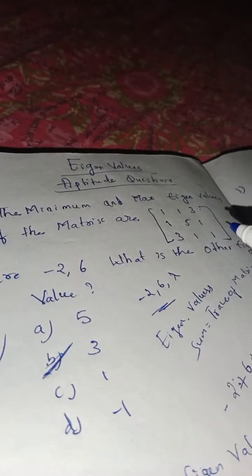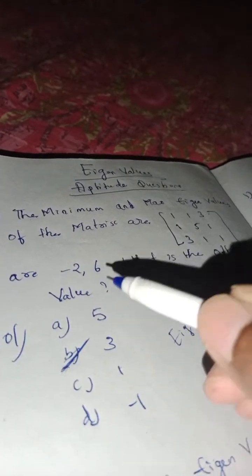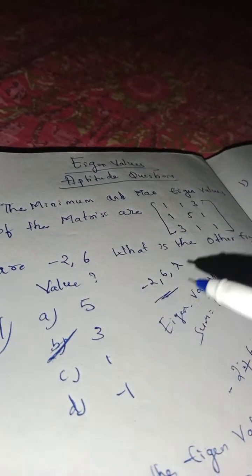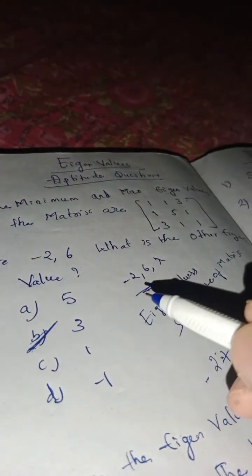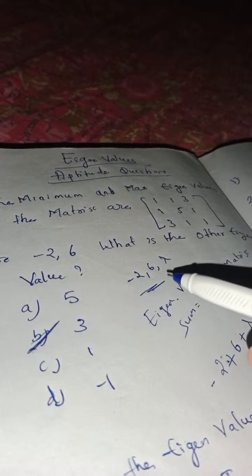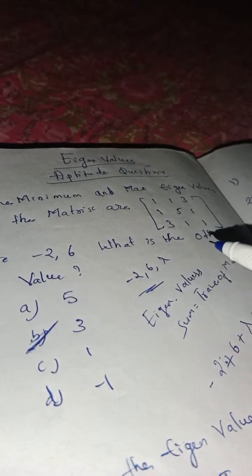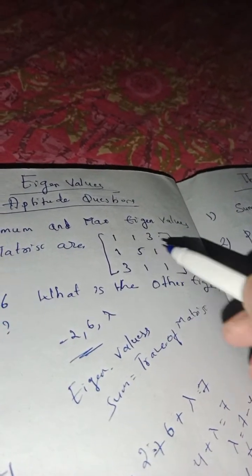So here, the minimum and the maximum eigenvalues of the matrix are given, the matrix being 1, 1, 3, 1, 5, 1, 3, 11, 11. So what are the eigenvalues over here? Minus 2, 6. They have given two eigenvalues. We have to find the third eigenvalue. I've taken minus 2, 6. Let us suppose the third eigenvalue is lambda. So here, in the first property, as I said previously, sum of eigenvalues equals the trace of the matrix. So what is the trace of the matrix over here? 5 plus 1 plus 1.